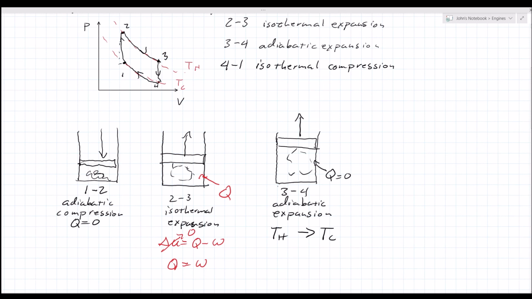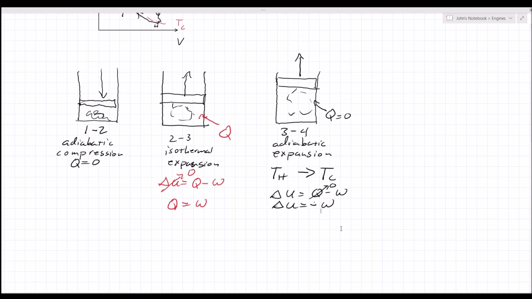So this means that for the first law, delta U is equal to Q minus work. Q is 0, so delta U is equal to negative work. For 1 to 2, adiabatic compression, delta U is equal to Q minus work. Q is 0, so again, delta U is equal to negative work.